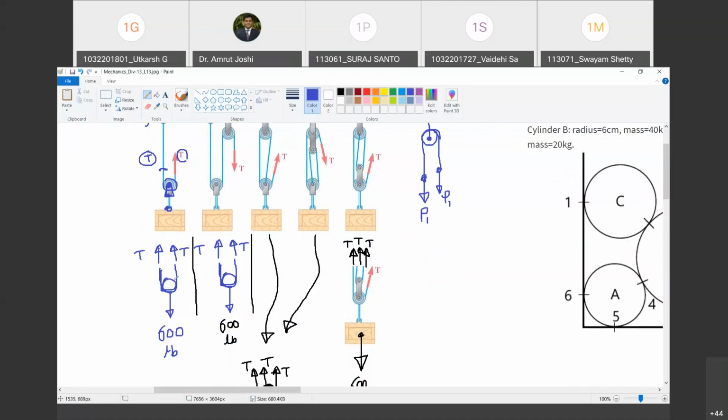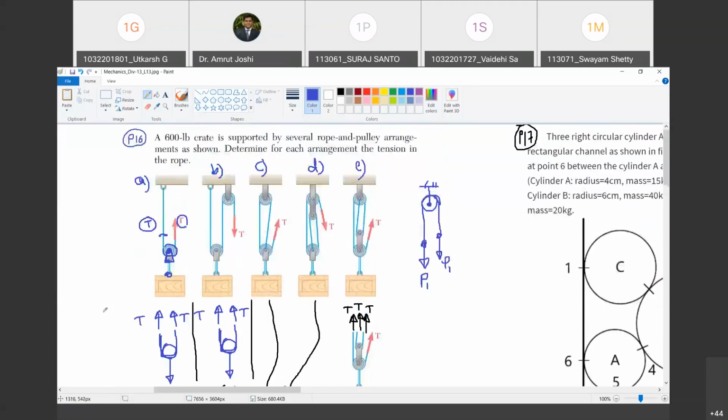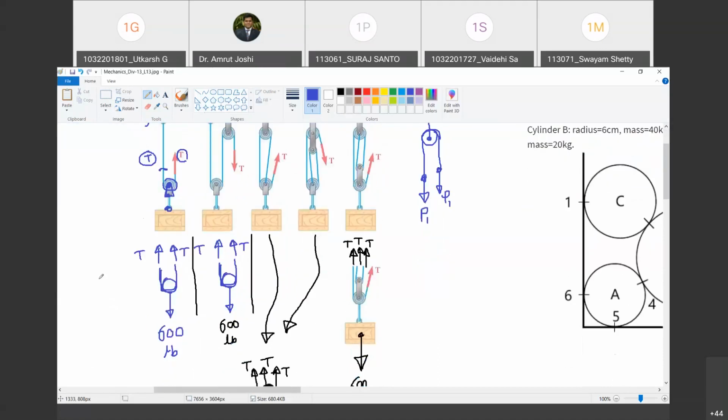So now I'm drawing the free body diagram of a pulley. I show tension here, tension on the other side, and 600 pounds acting downward. Are you with me? So what is the relationship? Tell me now. Because the pulley is not moving right now, we can still consider equilibrium, summation Fy equal to 0. Do you agree with me?